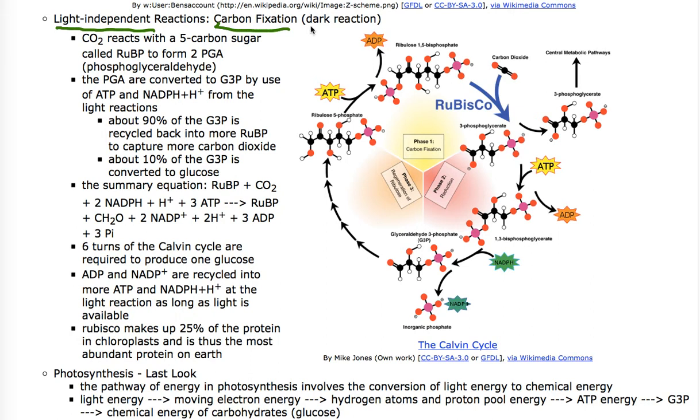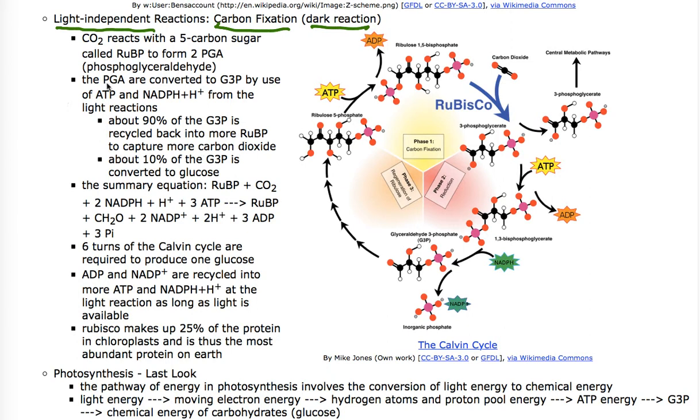We also call those the dark reaction. I usually just call them dark reaction. That doesn't mean they happen in the dark. They will only happen in the light because they require hydrogen and ATP from the light reaction, and the light reaction can only make those in the light.